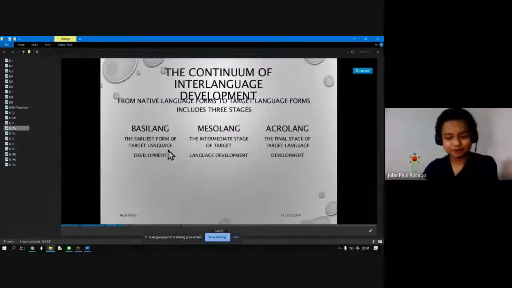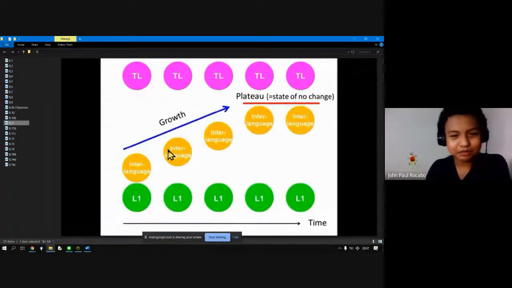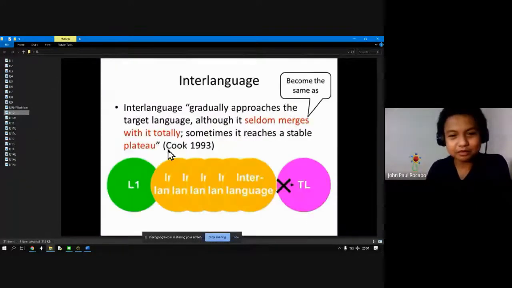Okay, so interlanguage theory. Ay, sir, hindi po naka-share yung slides niyo. Ay, seryoso? Yeah. Anak ng kamote. Sabi ko na eh. Sabi ko na may kulang eh. Okay. Ayun, balik na lang ng konti. Nasaan na ba tayo?